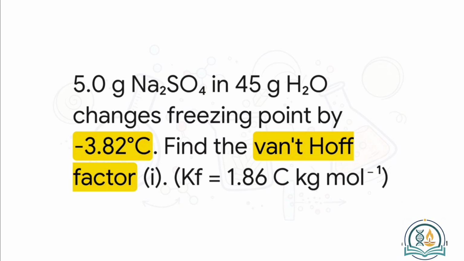Okay, here's our problem. We're dissolving some sodium sulfate in water, and we see that the freezing point drops by a certain amount. What we need to find is something called the Van't Hoff factor, or i. Now, i is just a number that tells us how many pieces a solute breaks into when it dissolves. So for sodium sulfate, we expect it to break into sodium ions and sulfate ions, so i should be more than 1. Let's calculate the exact value.